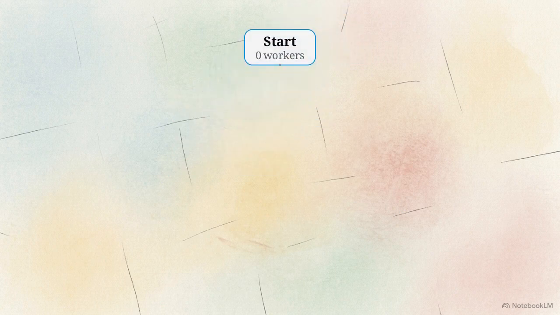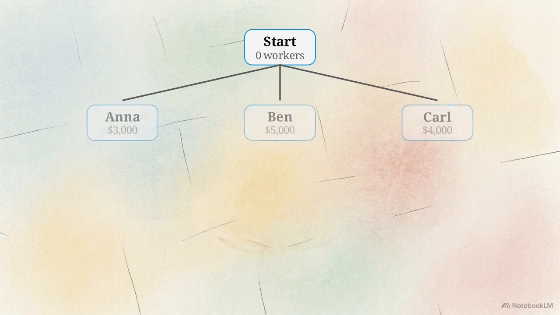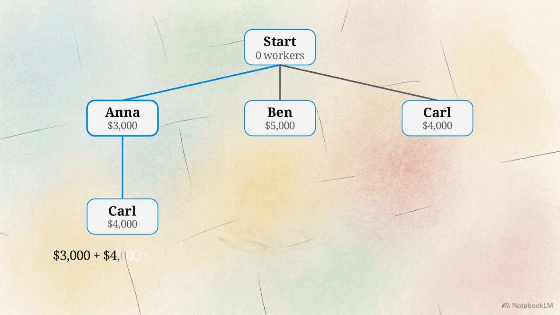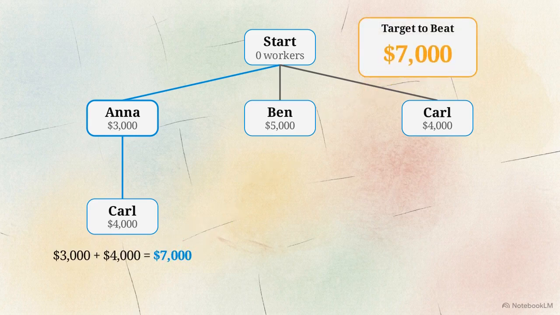We start our tree by branching out based on the first hire, 1 path for Anna, 1 for Ben, and 1 for Carl. We explore Anna's path first. By pairing her with Carl, we find a complete team that costs $7,000. This is now our target to beat. Every other branch on the tree must be cheaper than $7,000, or it's not worth our time.